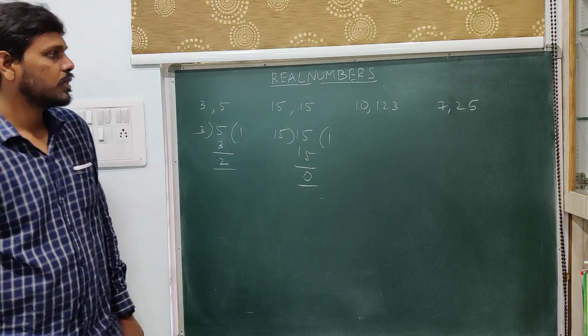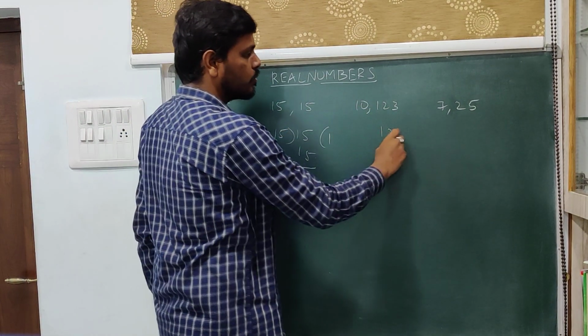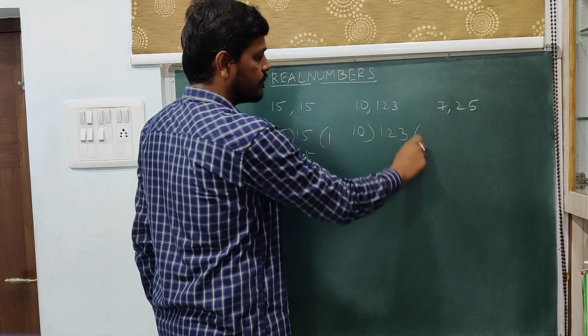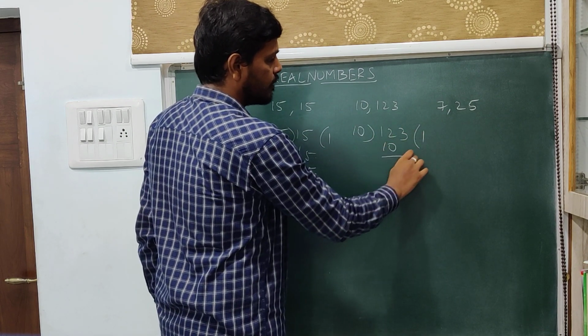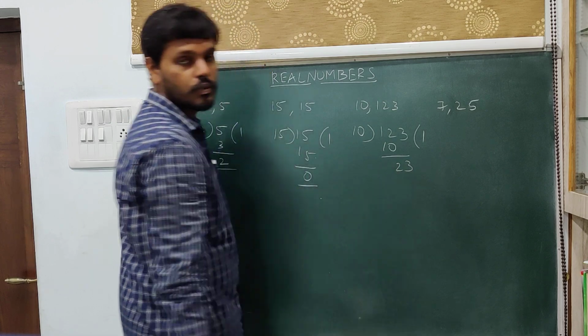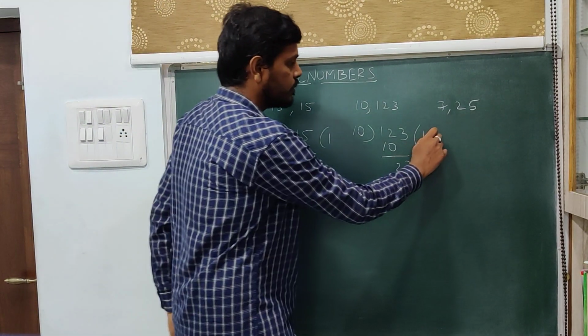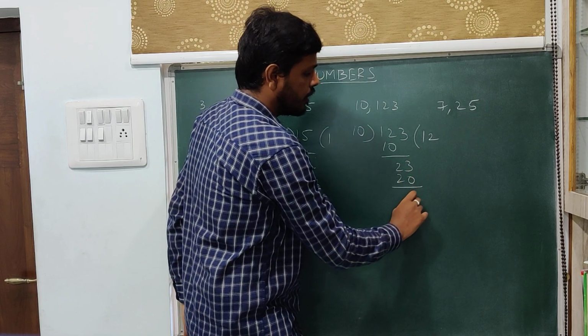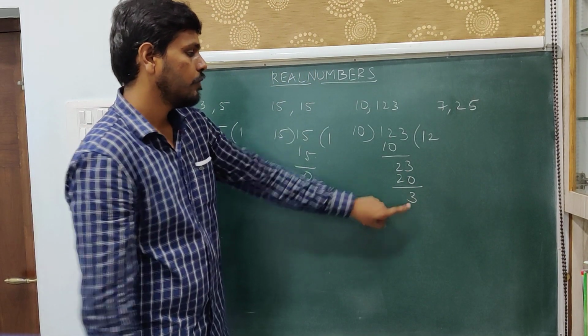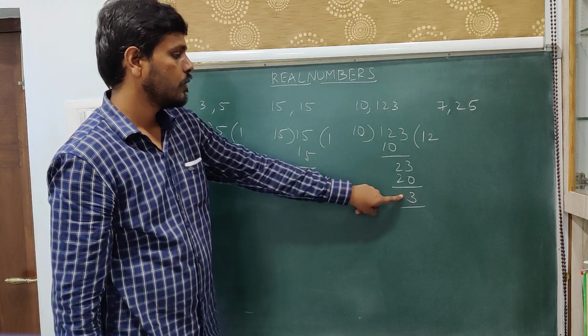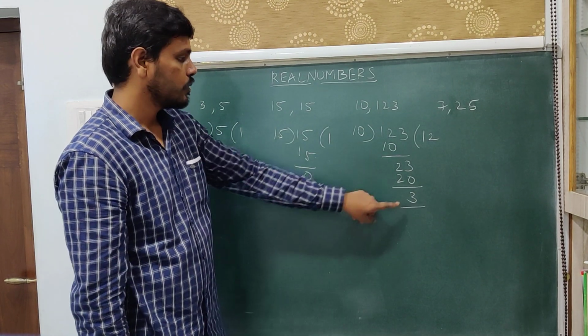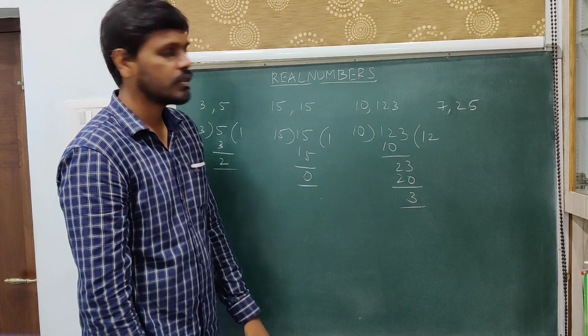A similar case I will apply with these two numbers. Out of these, 123 is the biggest number, divide by 10. 10 1s are 10, leftover is 2, and carry forward 3. Again 23 is bigger than 10, so we divide it. 10 2s are 20, and we are left with 3. 3 is less than 10, therefore we terminate the process.